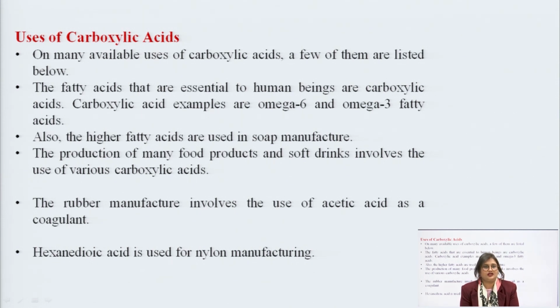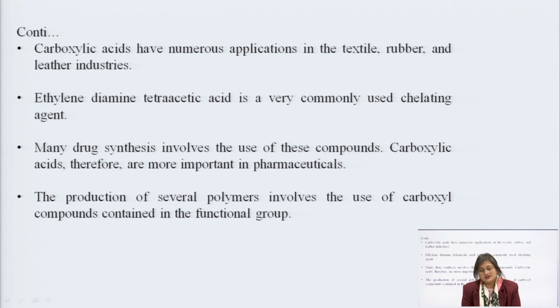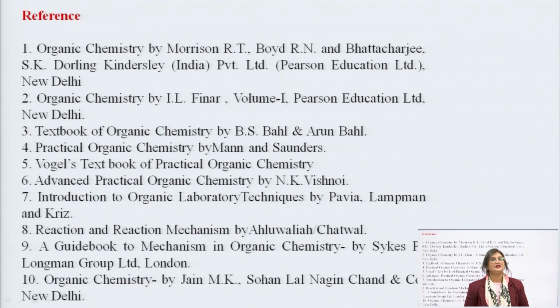Rubber manufacturing involves the use of acetic acid as a coagulant. Hexane dioic acid is used for nylon manufacturing. Ethylene diamine tetraacetic acid is a very commonly used chelating agent. Many drug syntheses also involve the use of these compounds. For example, in the preparation of pharmaceuticals and the production of several polymers, carboxyl compounds containing the functional group are used.